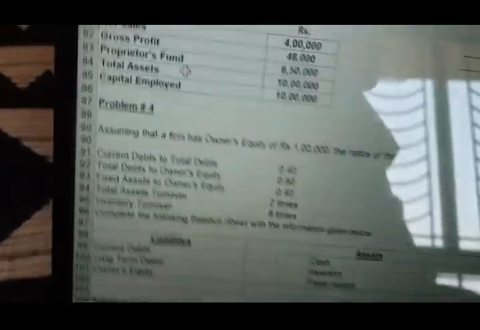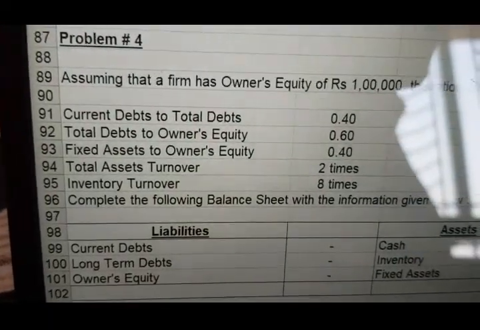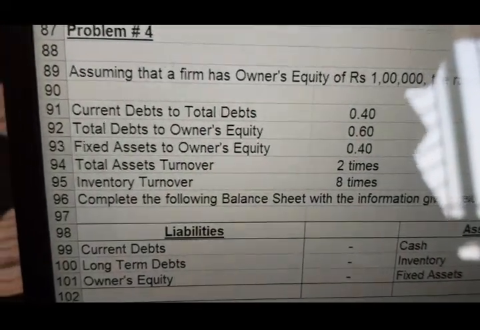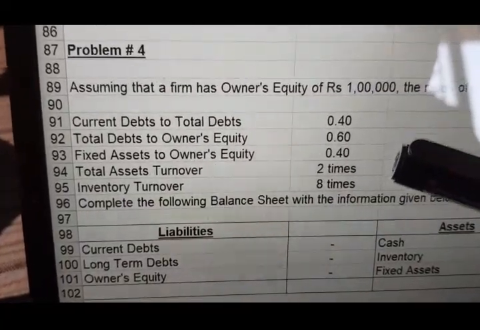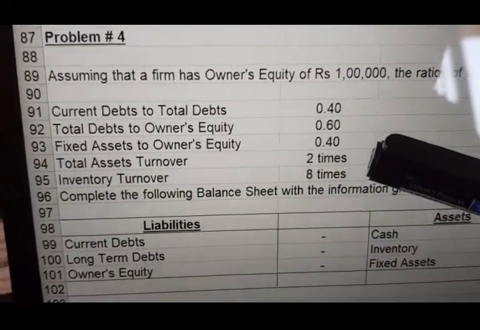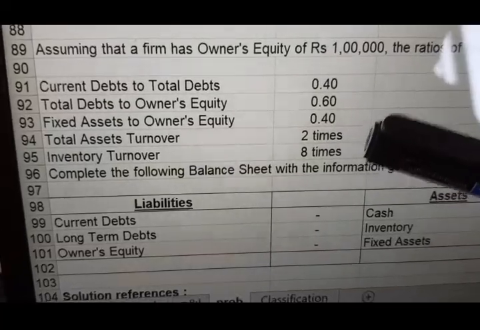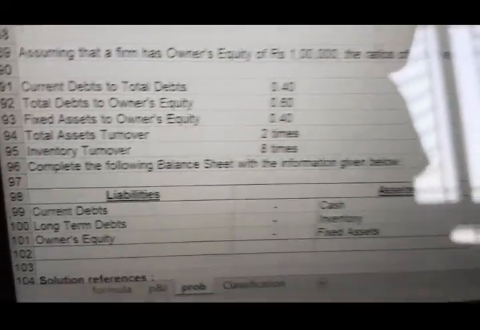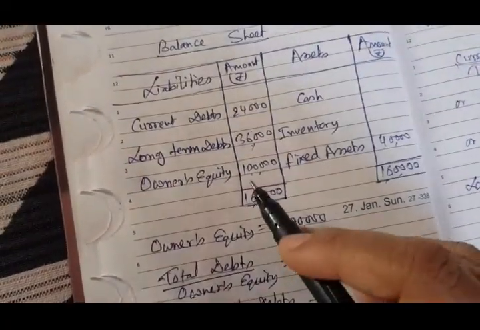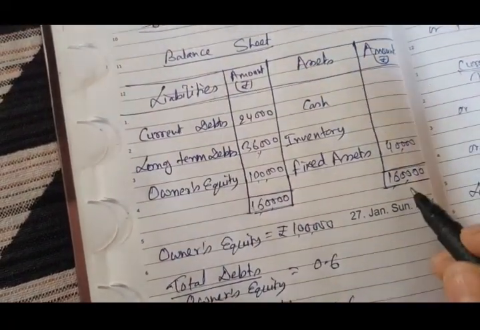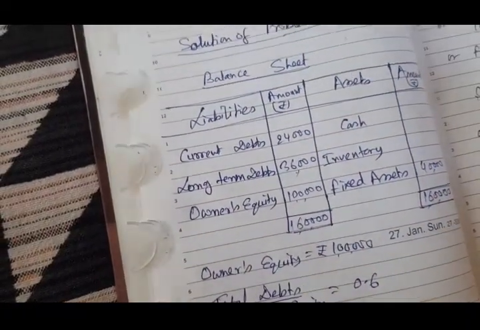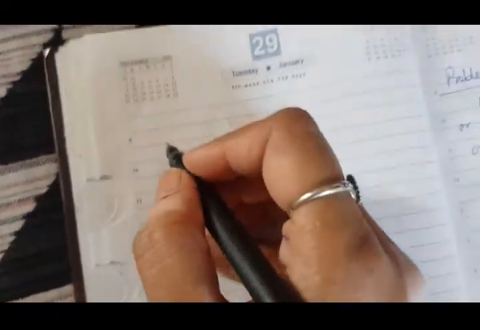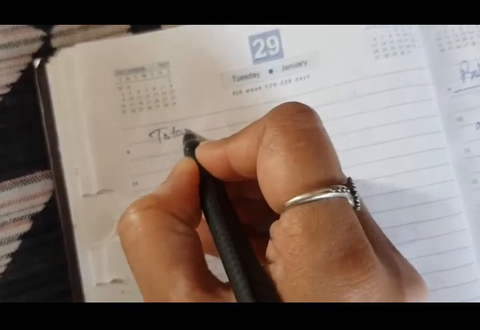See here, two more ratios are left, that is total asset turnover ratio, and another is inventory turnover ratio. Okay, total asset, we have just now calculated the total asset, so we can find out that one, total asset turnover ratio. Let us do it.